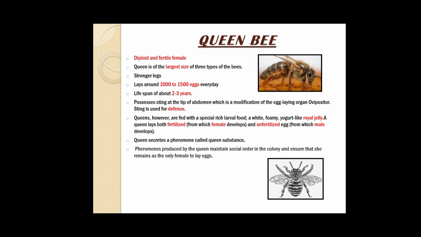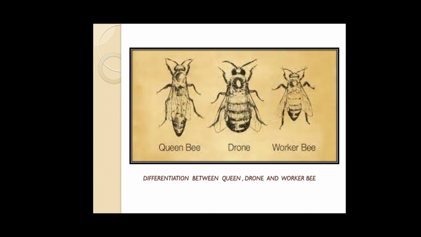Queen lays both fertilized and unfertilized eggs. The fertilized eggs develop into females, whereas the unfertilized eggs develop into males. The queen secretes a special substance that is known as pheromone. The pheromones produced by the queen maintain the social order in the colony and ensure that she remains the only female to lay eggs. Here we can see the difference between queen, drone, and worker bee's body.